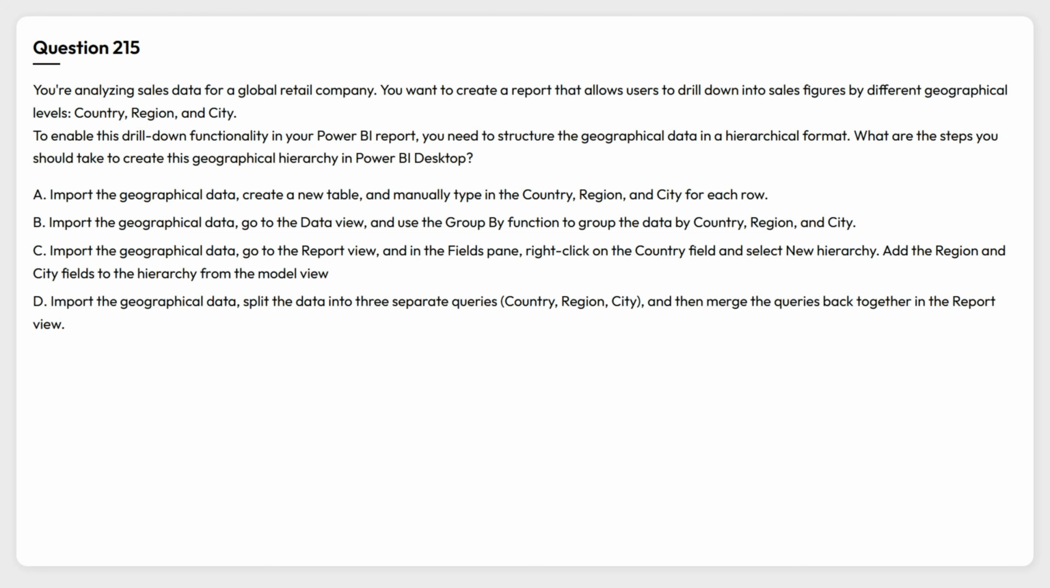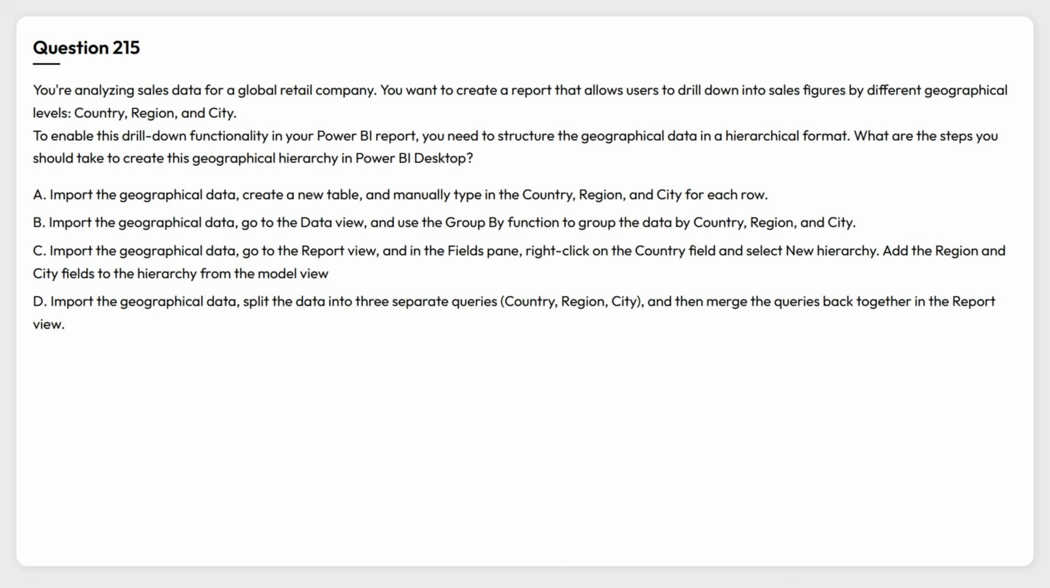Question number 215. You are analyzing sales data for a global retail company. You want to create a report that allows users to drill down into sales figures by different geographical levels, country, region, and city. To enable this drill down functionality in your Power BI report, you need to structure the geographical data in a hierarchical format. What are the steps you should take to create this geographical hierarchy in Power BI Desktop?